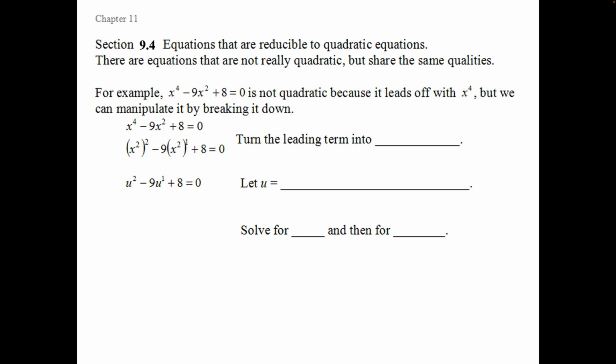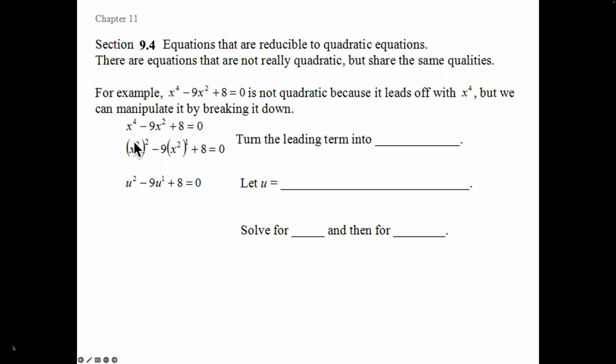Polynomial equations that are not technically quadratic, but they reduce to being quadratic. So for example here, I have x to the fourth minus 9x squared plus 8 equals 0. This is not a quadratic equation because it leads off with an x to the fourth. We would like it to be x squared. But if you take a really close look at these powers, this 4 can break down to 2 times 2, and this 2 can break down to 2 times 1.